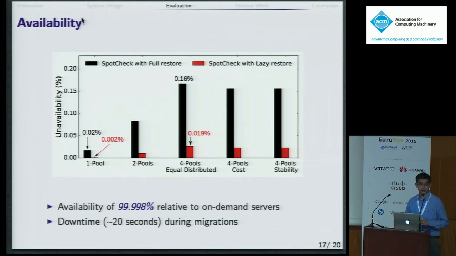With lazy restore, we get much better results. We get from around 4 nines to 5 nines of availability with respect to the native on-demand servers of the cloud. The downtime with lazy restore is mainly caused by the migrations, and the culprit here is the latency of the native cloud operations for detaching and attaching network and storage interfaces.